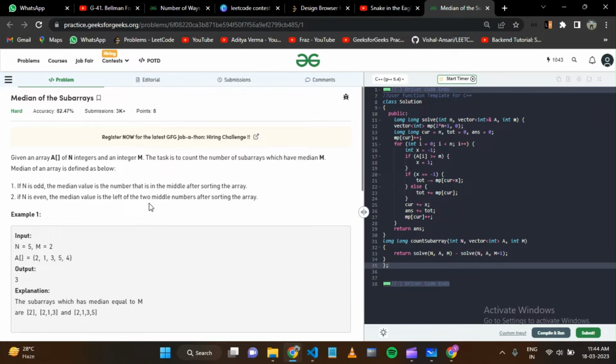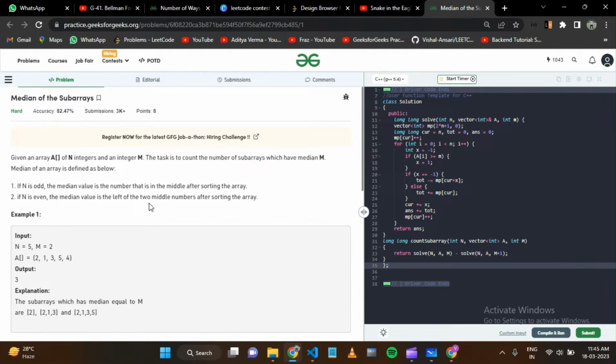So today's GFG problem of the day is median of the subarrays. The problem is hard, and the problem states that given an array A of n integers and an integer m, the task is to count the number of subarrays which have median m. Median of an array is defined as below.